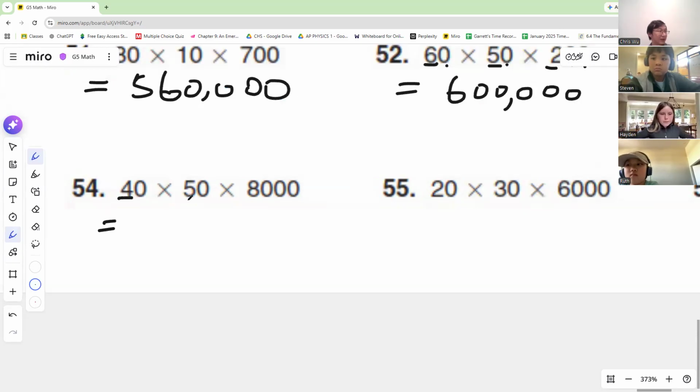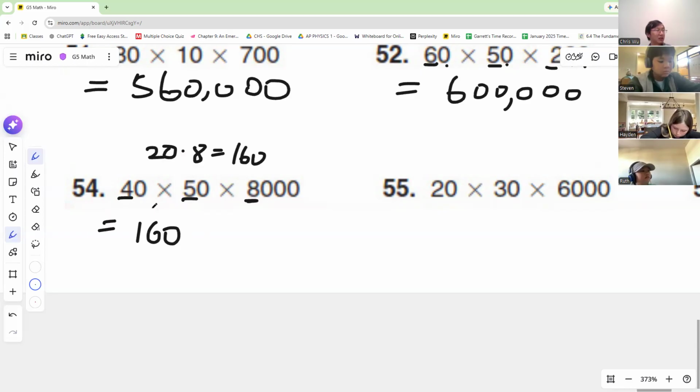So we're gonna do 5 times 4 times 5. So that's gonna give me 20, right? And then I'm gonna go 20 times 8. So that's gonna give me 160. So I'm gonna write that down first. 160. And I go, oh, how many zeros are here? 1, 2, 3, 4, 5. So I'm just gonna put 5 zeros after that.